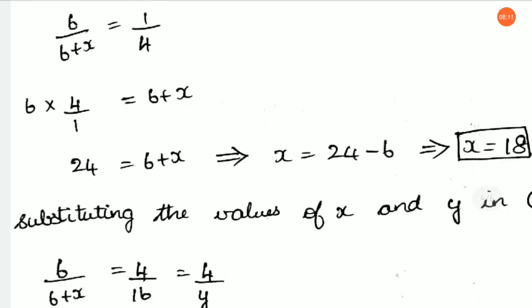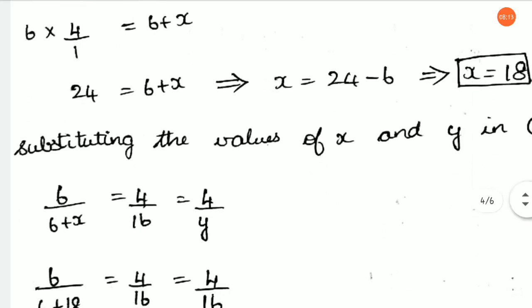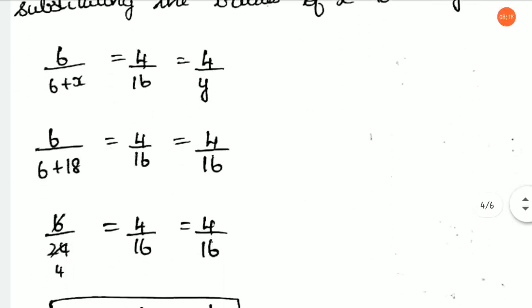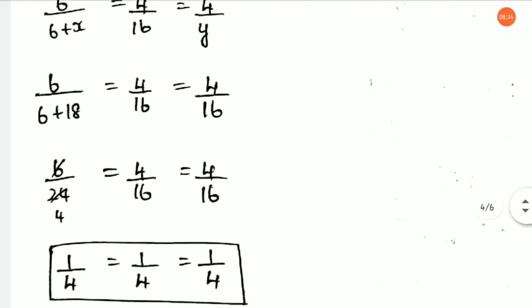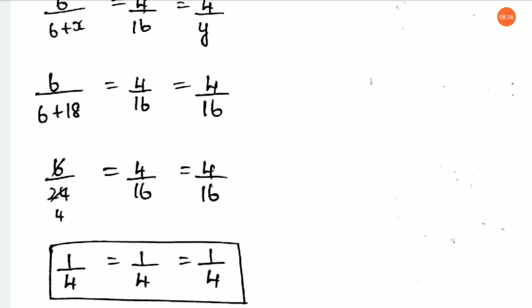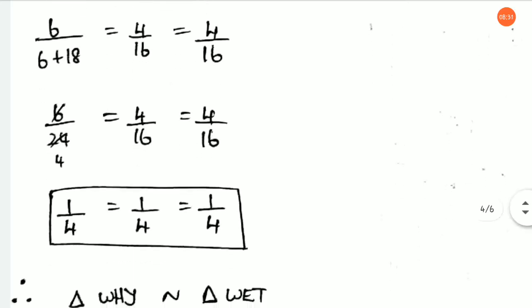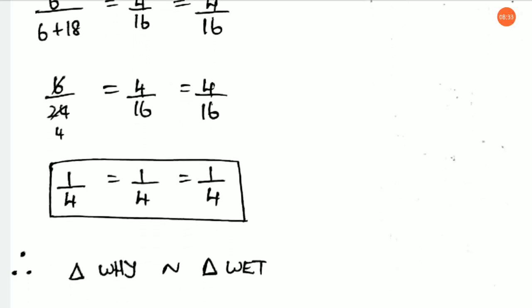And then you are going to substitute these two values in this equation. Okay, when you are substituting, you will get 6 by 24 is equal to 4 by 16 is equal to 4 by 16. Then when you are cancelling, all the three values will be 1 by 4, 1 by 4 and 1 by 4. And then we can say that the triangles are similar to each other.